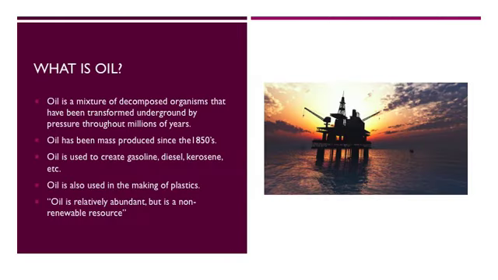What is oil? Oil is a mixture of decomposed organisms that have been transformed underground by pressure over the course of millions of years. It is mainly composed of hydrogen and carbon. Oil has been mass-produced since the 1850s and it has become the most important fuel for humans. It is used to create gasoline, diesel, kerosene, and more. Without these fuels, we would not be able to transport goods or ourselves. We wouldn't even have heat.